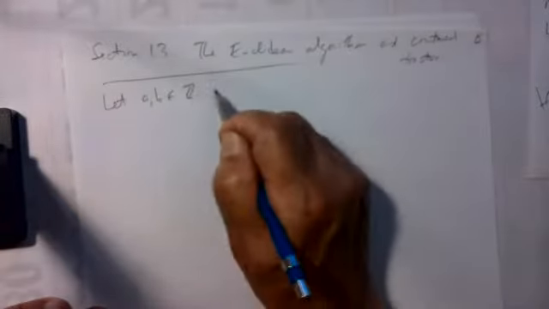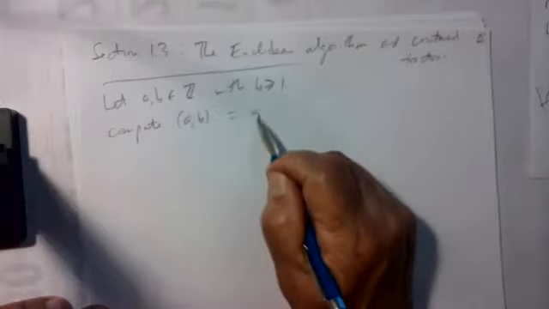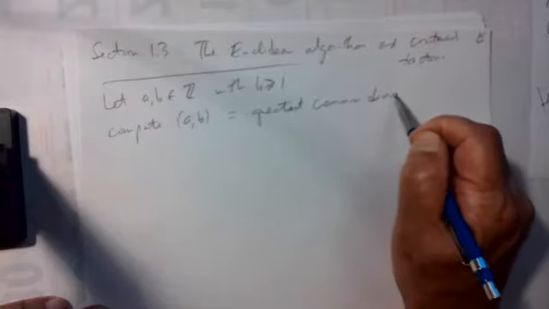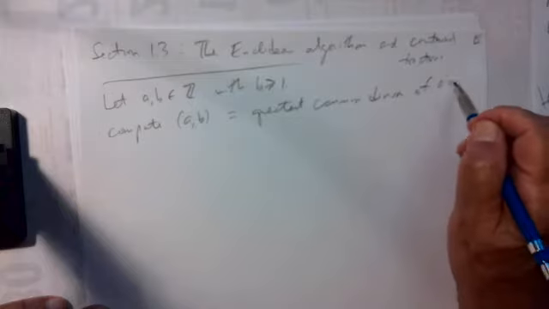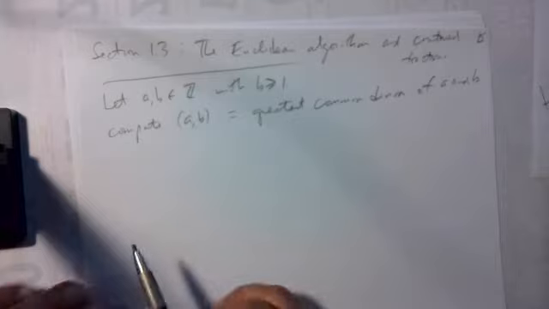So how does it work? Suppose we take two integers, a and b, with b positive. We want to compute (a, b). This is the standard notation for the greatest common divisor of a and b. And the algorithm goes as follows. Maybe before I write it down in general, I'll do an example.